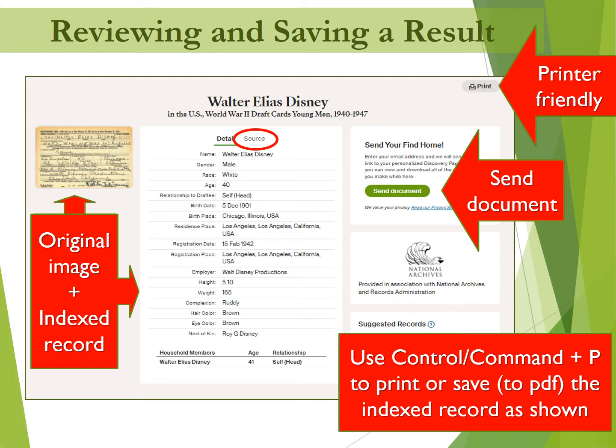Number 3, if you decide that you want to keep this result for your collection, you can save the indexed record by clicking on the green Send Document button, which sends this record to the email you provide. You can also print the indexed record using your computer's print function, Control+P or Command+P for Macs, or you can print to PDF to save this record electronically. Finally, you can also click on the print link at the top right to access and print or save a printer-friendly version of this same information.